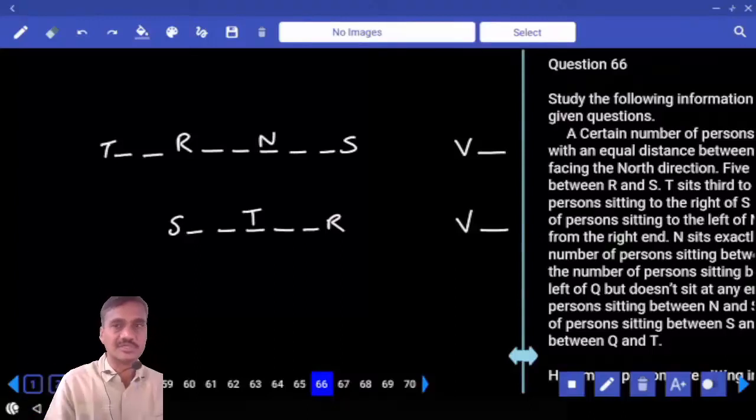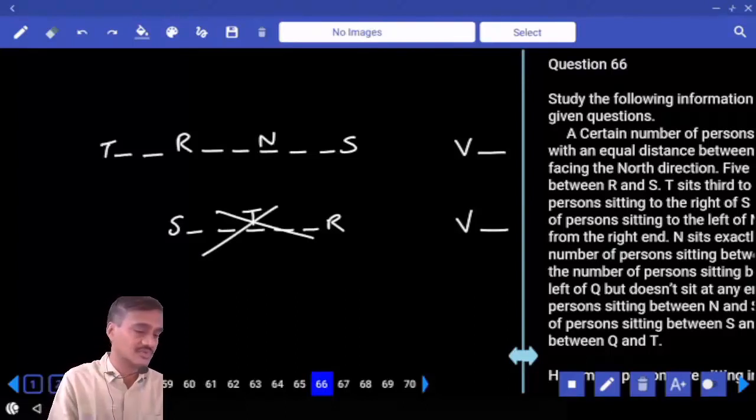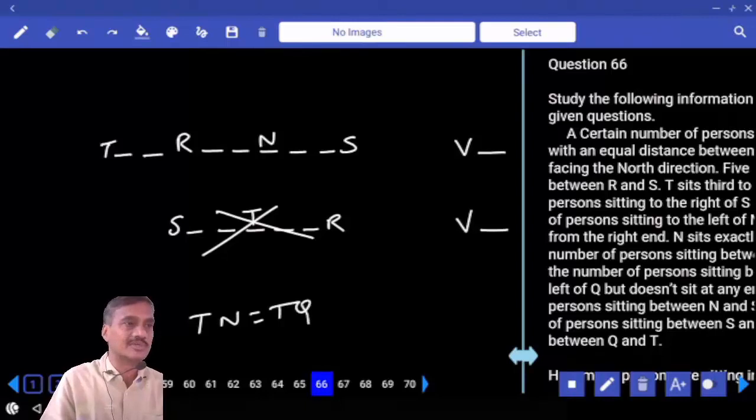Yes, this means N must be here. And in the second case, N is exactly between R and S, is it possible? Hence, the second case is invalid, and now we are left with only the first case. The number of positions in between T and N is the same as between T and Q. T and N equal to T and Q means T must be exactly between N and Q.